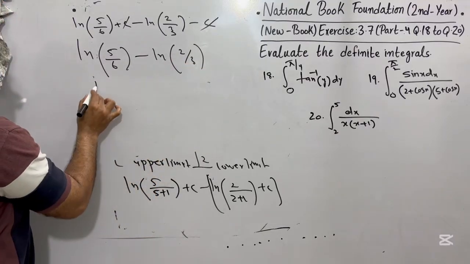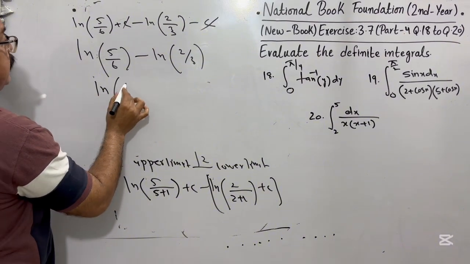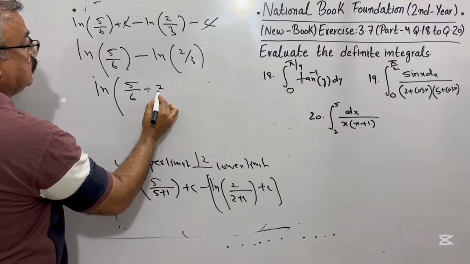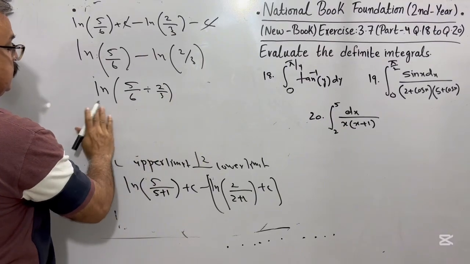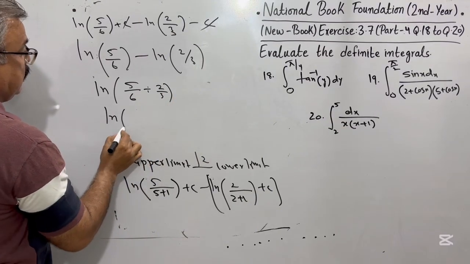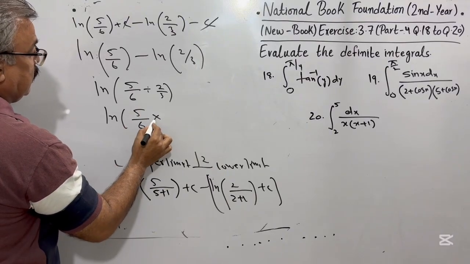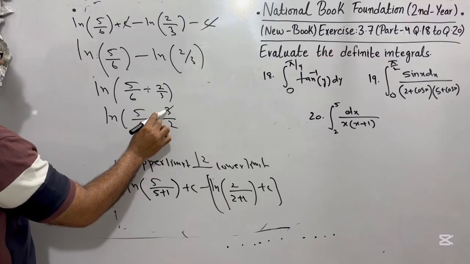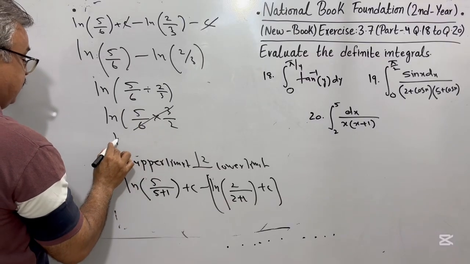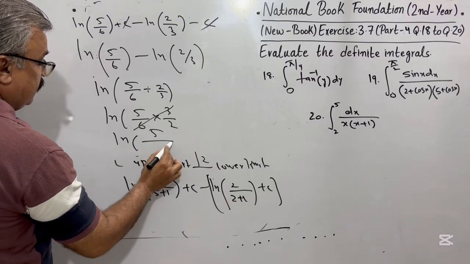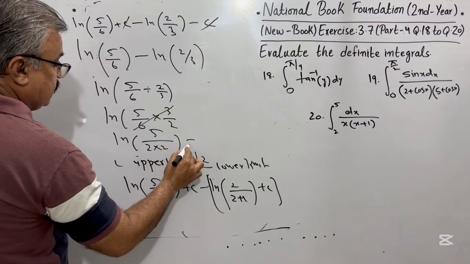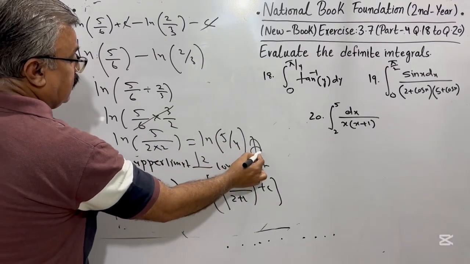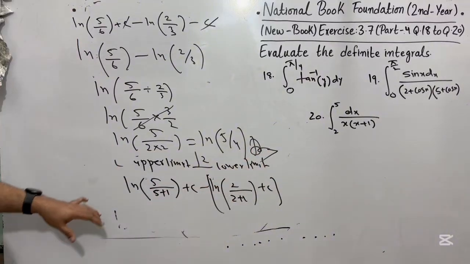Shrink these two terms utilizing the property of log, writing them in the second form: ln of 5 over 6 divided by 2 over 3. We have ln 5 over 6 times 3 over 2. Applying the table of 3, we are left with ln 5 over 2 times 2, meaning ln 5 over 4 is our final answer in this case.